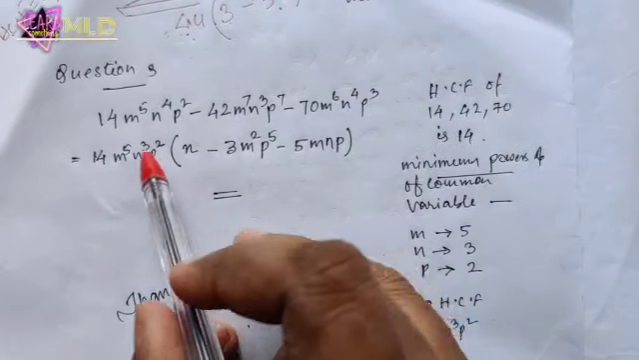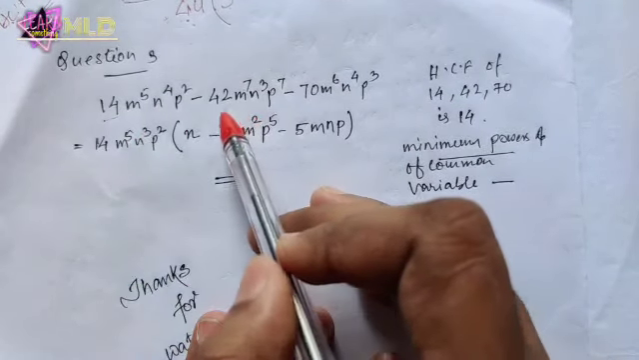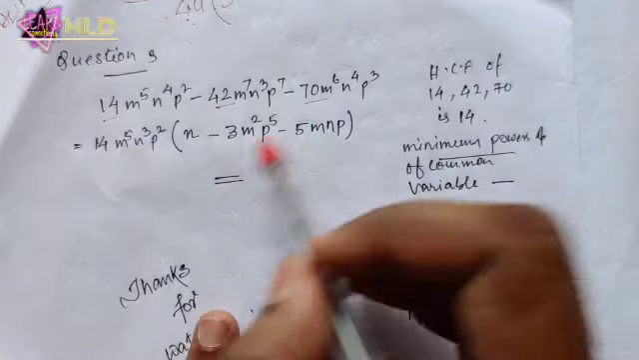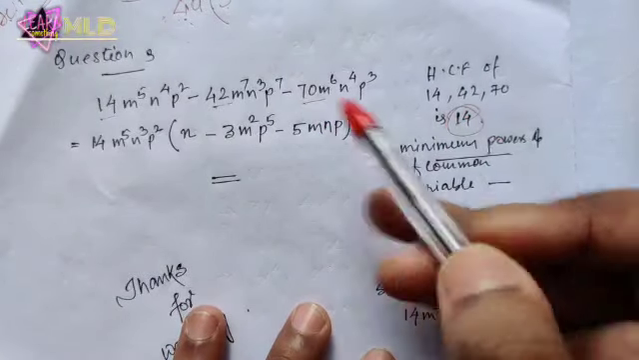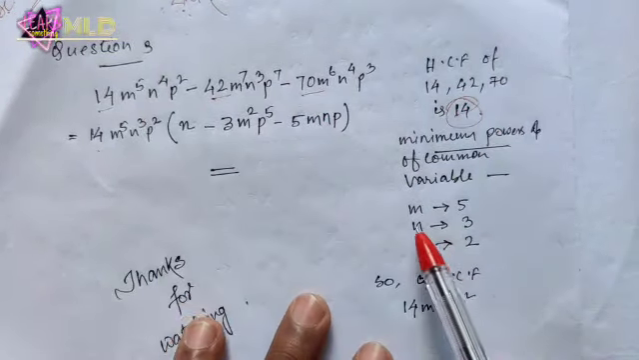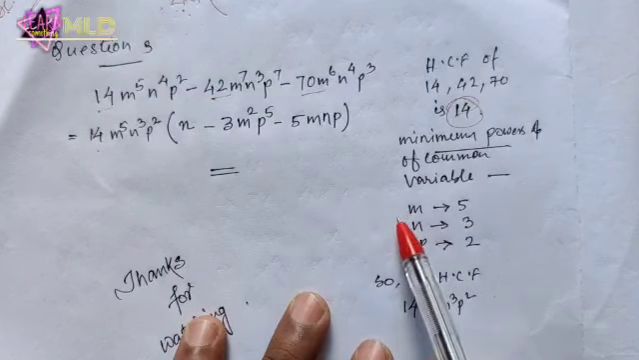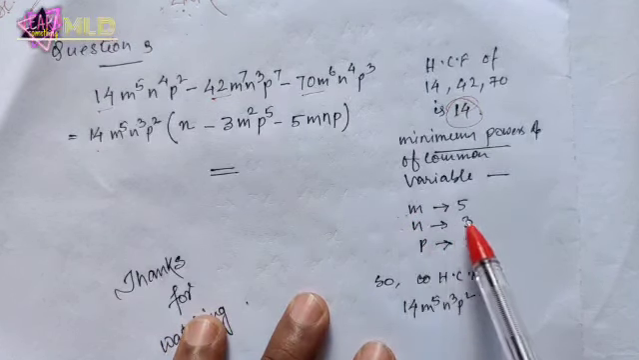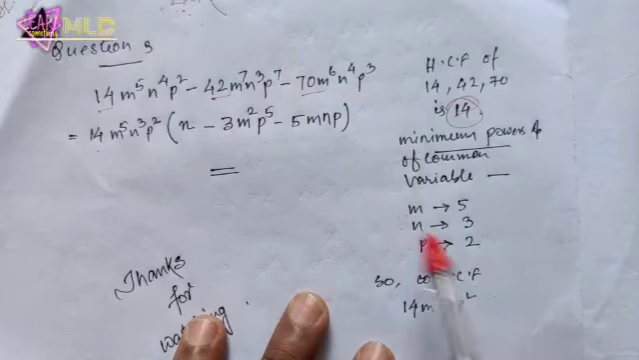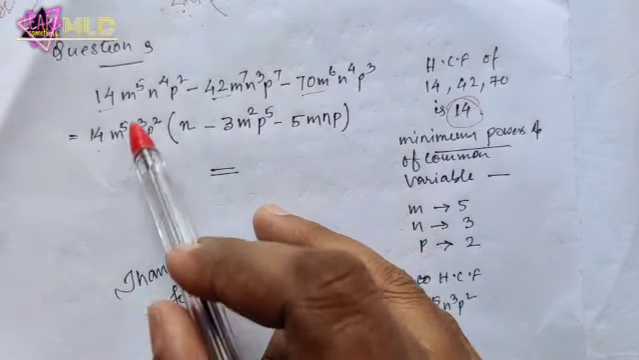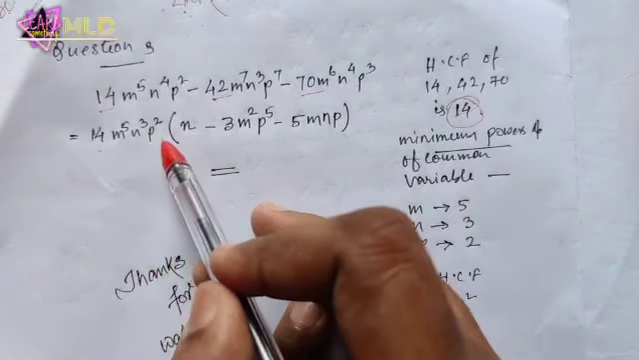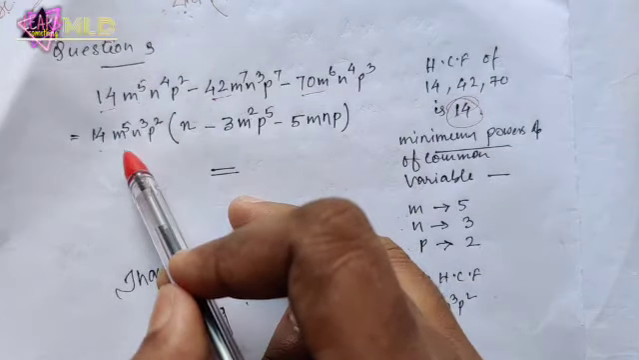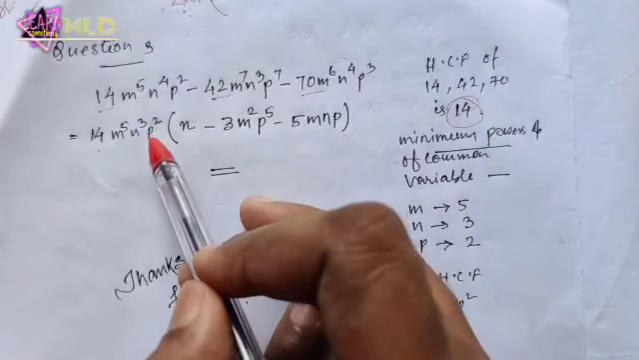Now come to another expression, this one. Here also, 42 and 70. Take the HCF of this, so it will be 14. Okay, take 14 out. Now see here, the minimum power of m is 5, the minimum power of n is 3, and the minimum power of p is 2. Okay, all the variables are present in all the terms, so all the variables come with the minimum power. It is m to the power 5, n cube, p square.